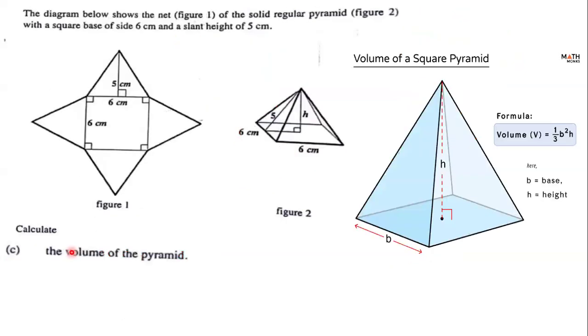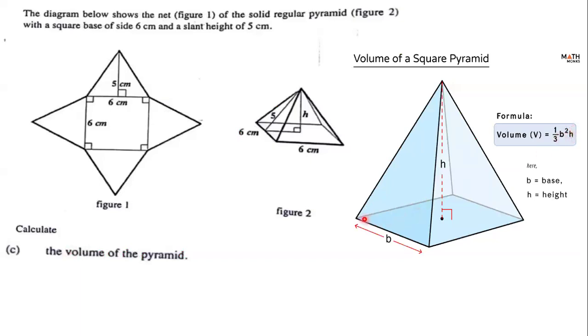Let's move on to the next one. We have to figure out the volume of the pyramid. And the volume of the pyramid is the following. It's a third b squared times h. Now, when we say b squared, we mean the base. So we're going to say a third b squared times h, okay? And so that's what we're going to do. So we're going to say a third b squared multiplied by h.